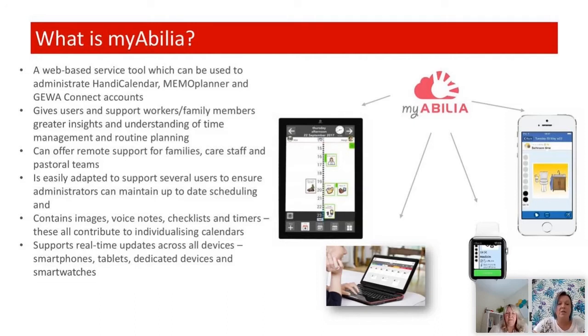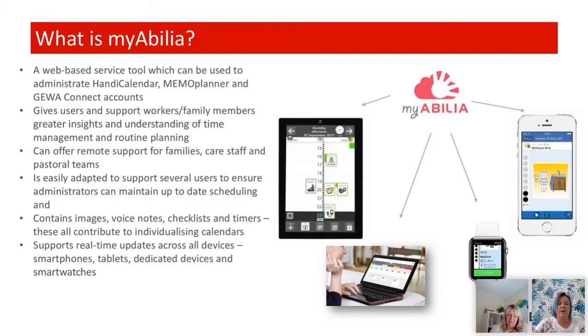So this gives you access to a user's calendar. For those of you that haven't been on before, the Handy Calendar and the Memo Planner are calendars that will support somebody in their daily life, and users can add support people. It could be a family member, a teacher, a support worker, or somebody that's helping them with getting into work, and those people will have access to what's called myAbilia.